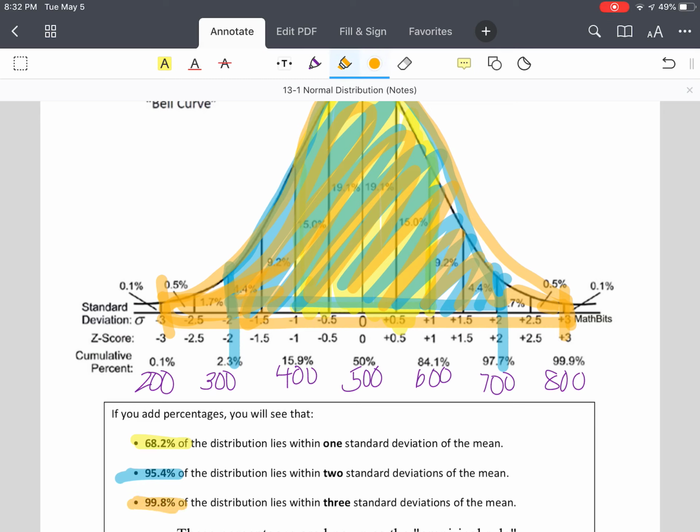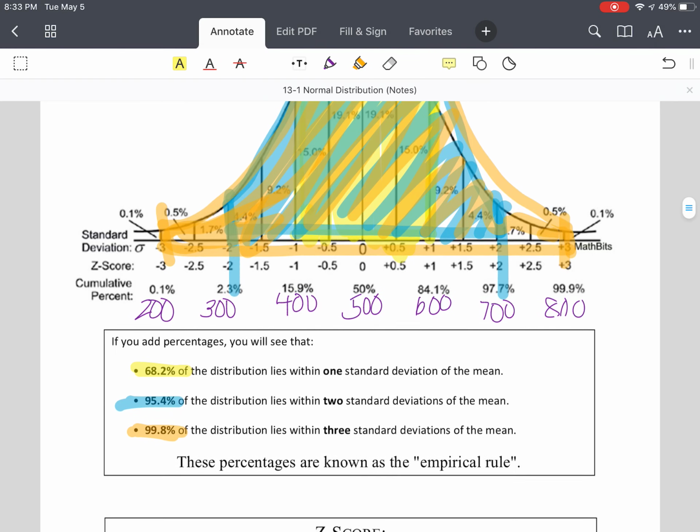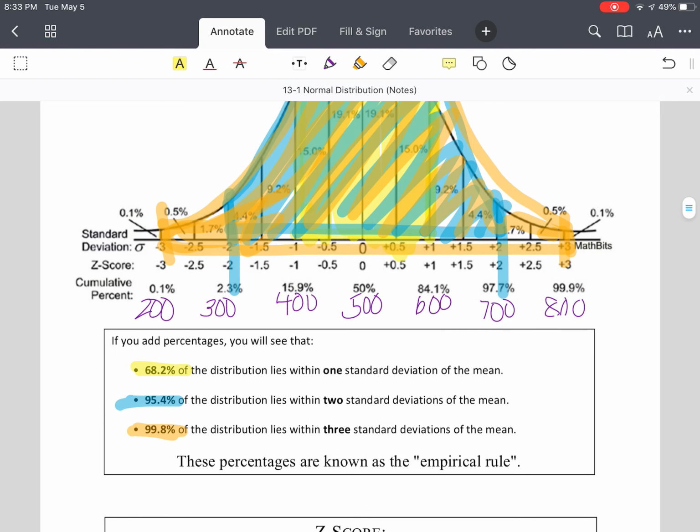Practically everybody, 99.8% of the people that took that SAT got between a 200 and an 800 on the SAT. 99.8% of the distribution lies within 3 standard deviations of the mean. If you notice, there is a 0.1% above and a 0.1% below, but 99.8% lie within 3 standard deviations of the mean. So these percentages are good to know: 68.2, 95.4, and 99.8.